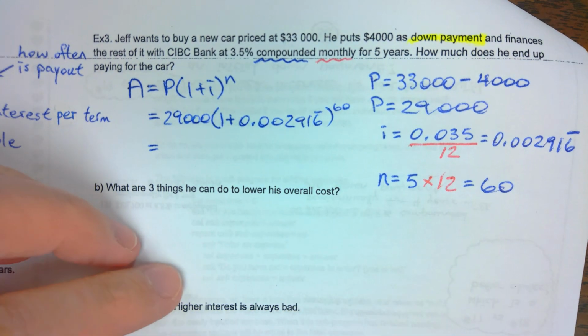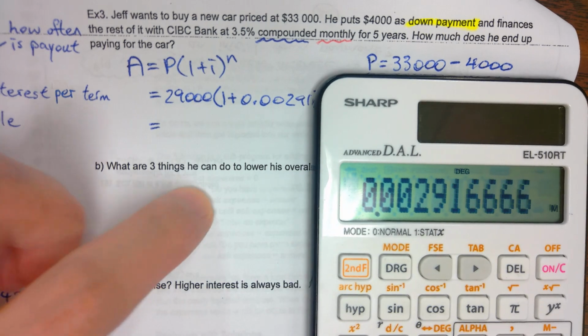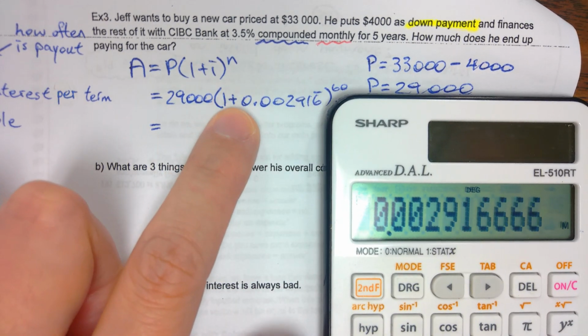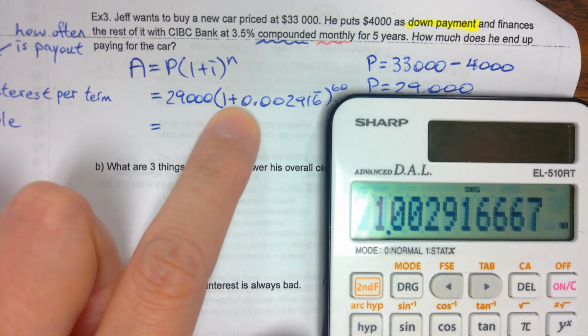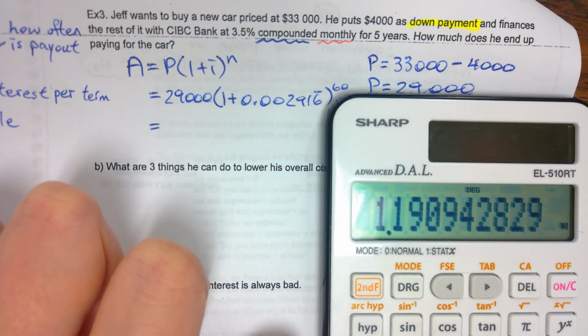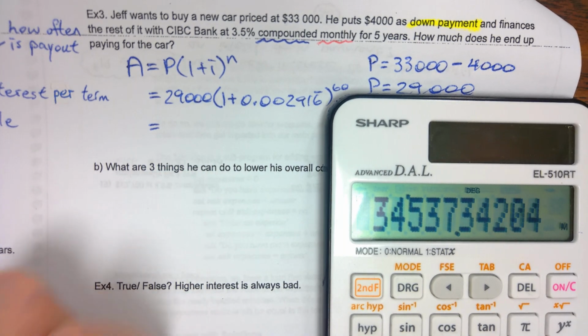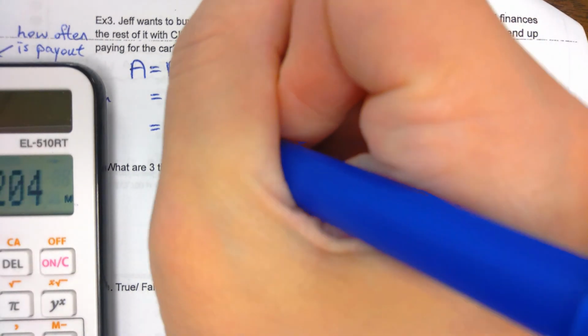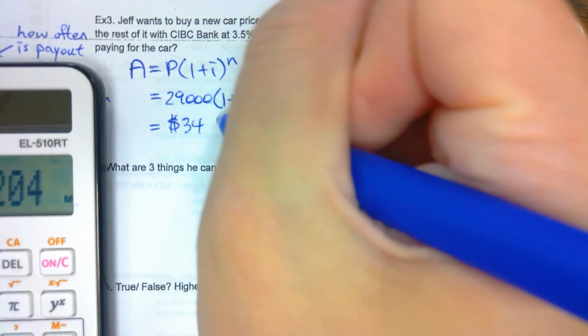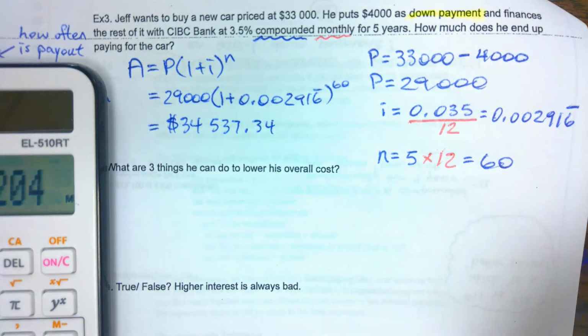So when I put all this in the calculator, again, I'm going to do it step by step. Okay, plus 1, press the equal sign, raise it to 60, press the equal sign, and then times it by 29,000, press the equal sign. And I get $34,537.34.